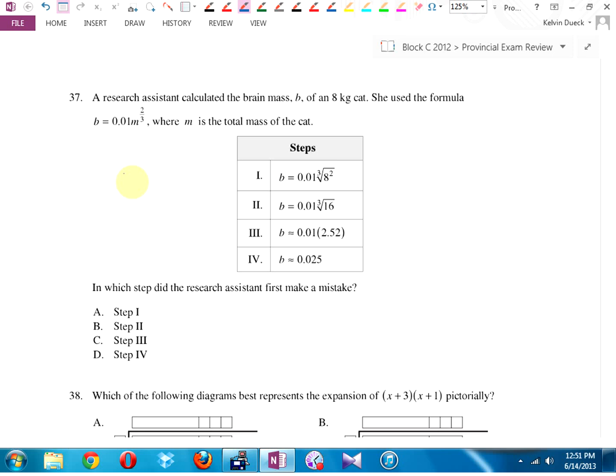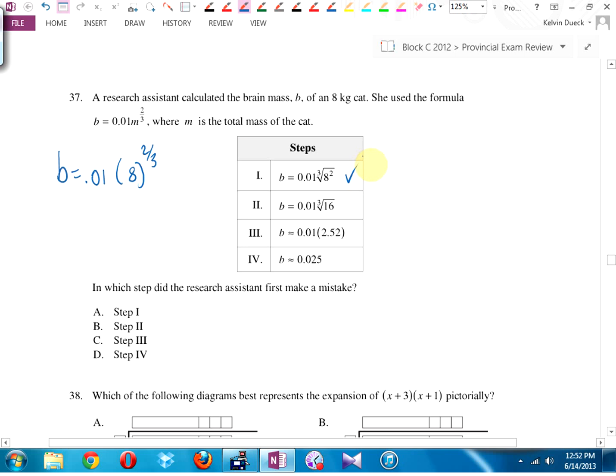I think what they're saying is this. This is what she calculated: 0.01 times 8 to the 2/3. Then it says, in which step did the research assistant first make a mistake? What did this research assistant do in step 1? Flower power. Did they do the flower power correctly? Did they put the root to the root and the power to the flower? Yeah? I think line 1 is right.